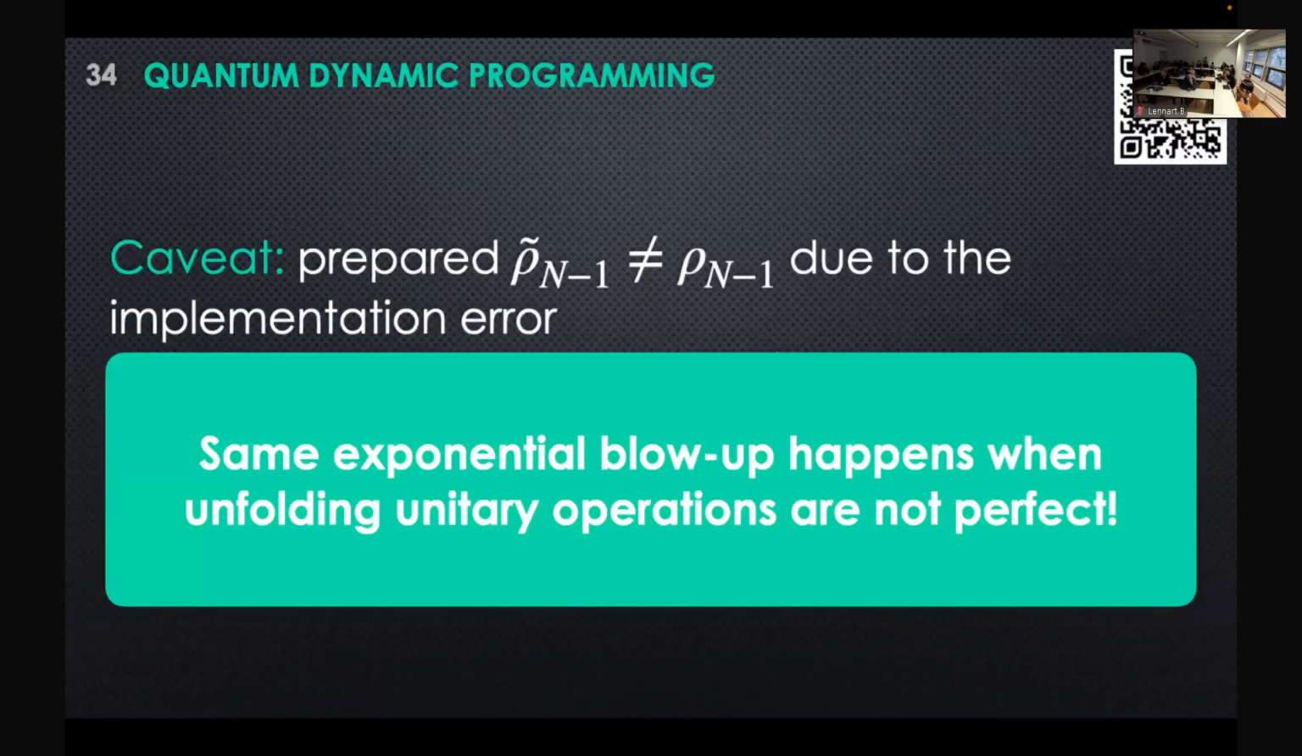But I want to highlight that this exponential blow-up is not just for dynamic programming, because the unfolding needs an exponential number of unitaries that carry the initial state, which will also be erroneous. And because we are using that thing exponentially many times, that error will again blow up. So yeah, it's not just our problem.